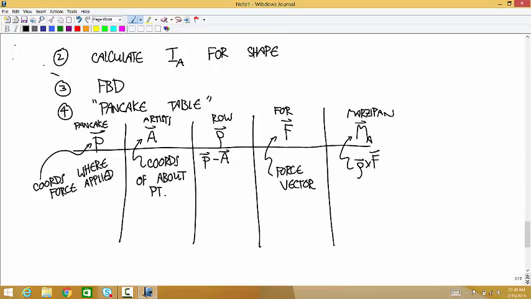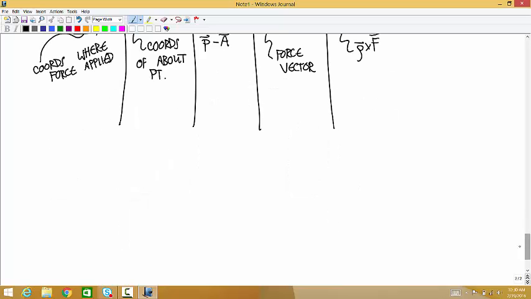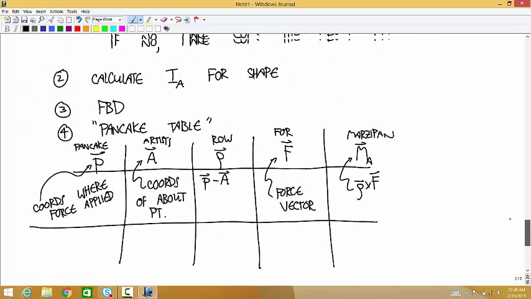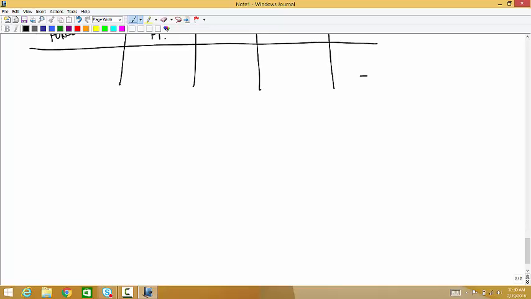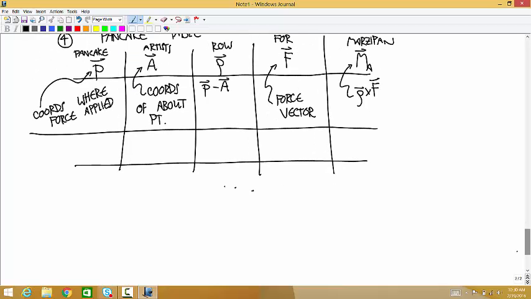So there's no new information in this table. It's just a nice way to organize your information. Be sure you don't miss anything. Be sure you get your row vector pointing in the correct direction, that kind of thing. But this is a table where you have a row for the first force, a row for the second force. You go all the way down. I'll show some examples of how to use this.